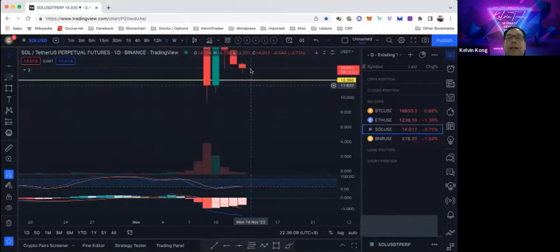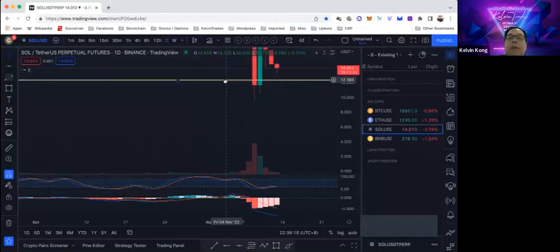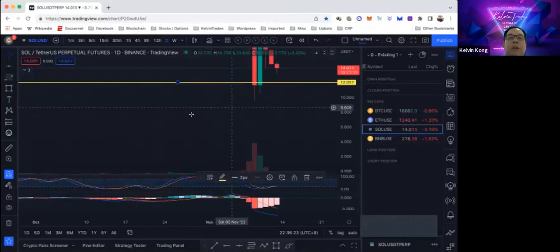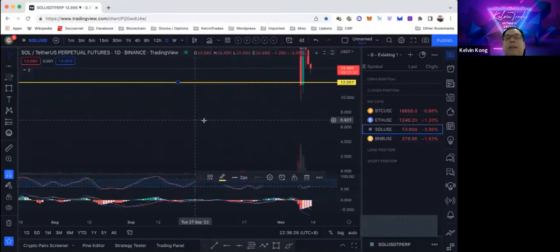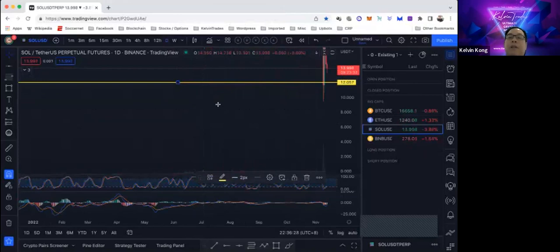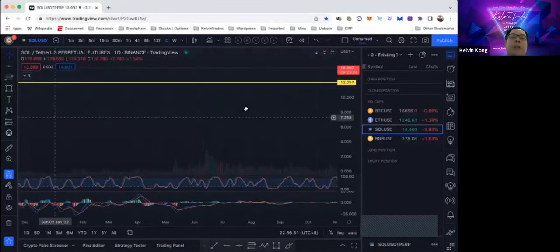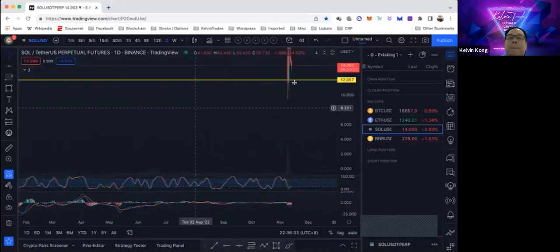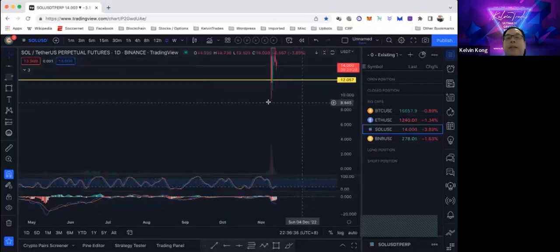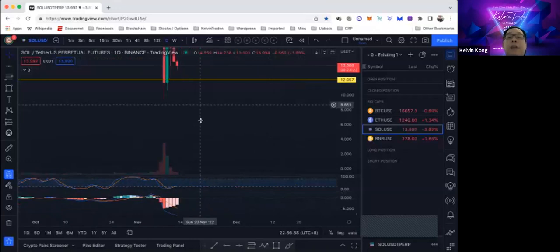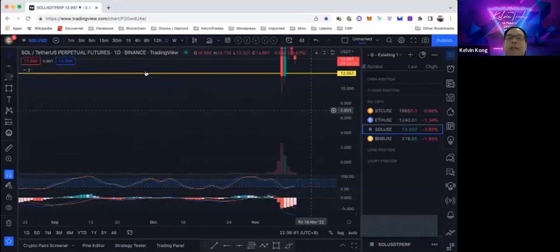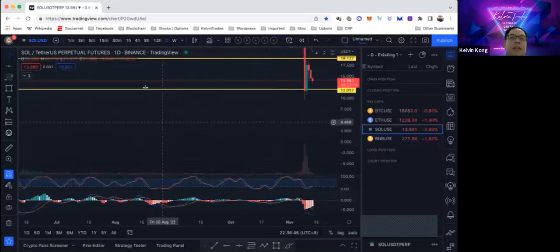On the daily chart, the candle must close below 12 bucks. Okay, $12 is the level. I'm sure a lot of people place orders at $12. So if it breaks $12, there's a very high possibility it'll go down, so we wait. All of you can put your support at $12.